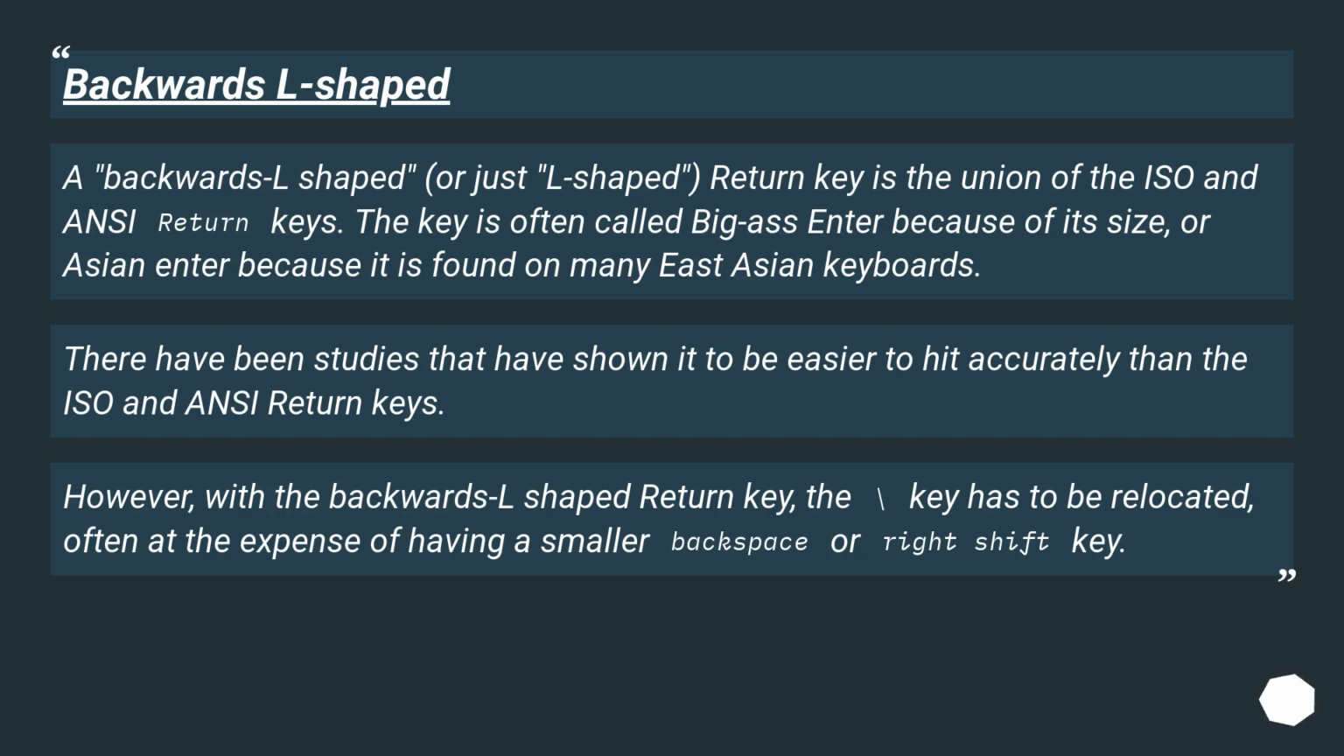A backwards L-shaped, or just L-shaped, return key is the union of the ISO and ANSI return keys. The key is often called Big S Enter because of its size, or Asian Enter because it is found on many East Asian keyboards. There have been studies that have shown it to be easier to hit accurately than the ISO and ANSI return keys. However, with the backwards L-shaped return key, the key has to be relocated, often at the expense of having a smaller backspace or right shift key.